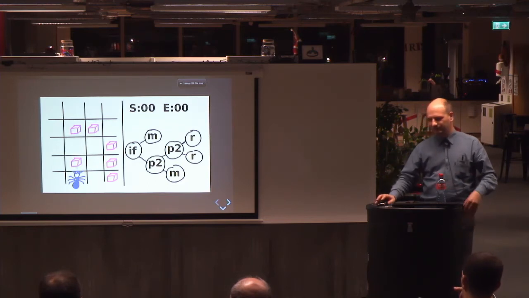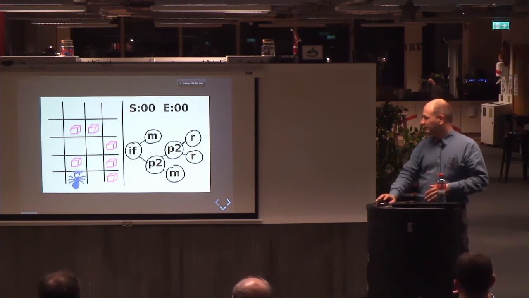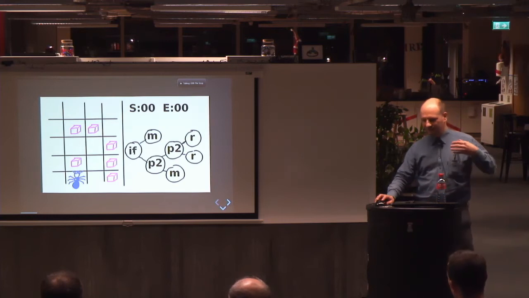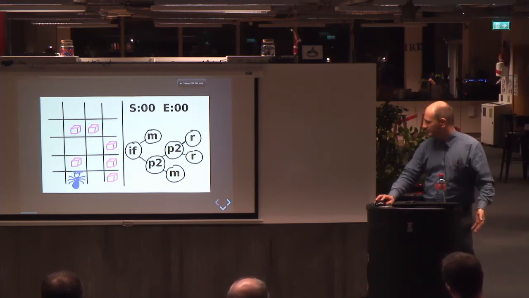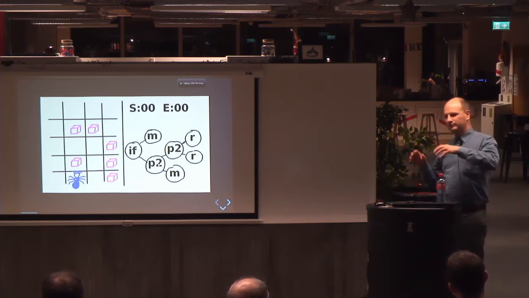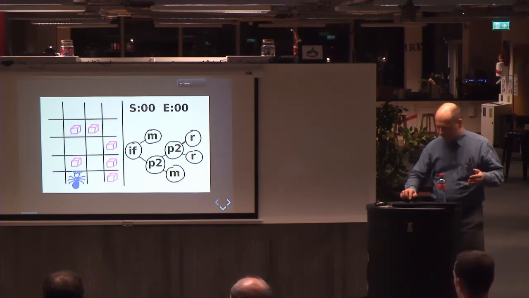So the ant can only see the content of the grid in front of them, and the actions which the ant is able to do are: if a sugar cube is in front of you, do the first node. If it's not a sugar cube in front of you, do the second node. These P2 nodes are just nodes which contain two other actions. So you would have here a combination of turn right, or move forward.